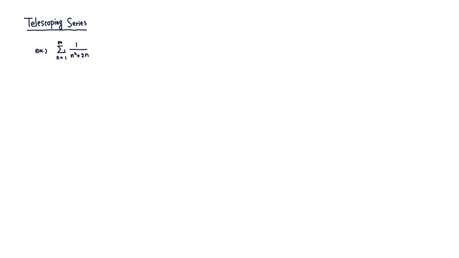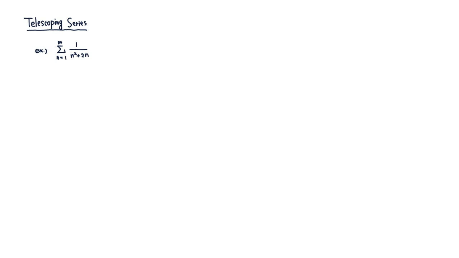Alright, let's look at the telescoping series. It's probably easiest to dive right into an example. So here's an example: the summation from n equals 1 to infinity of 1 over n squared plus 2n. To find this sum, we have to find the partial sum.